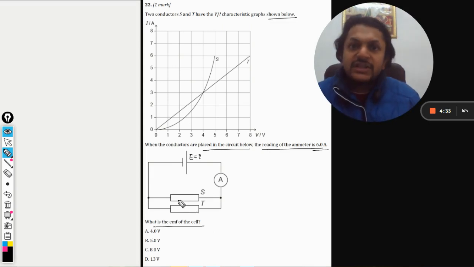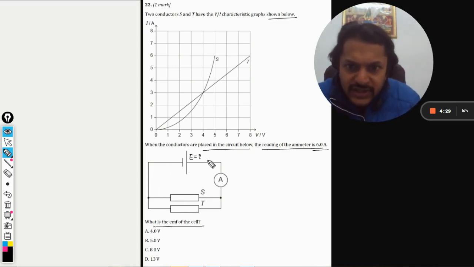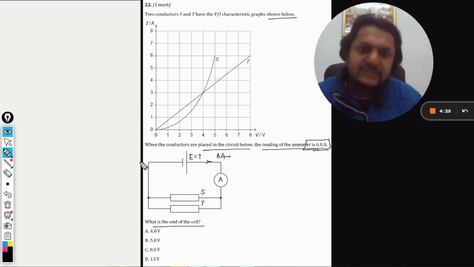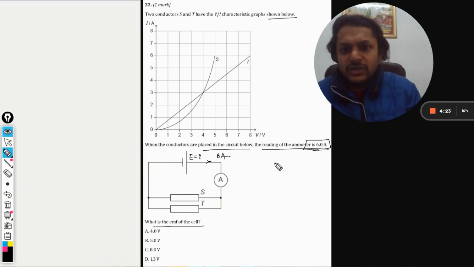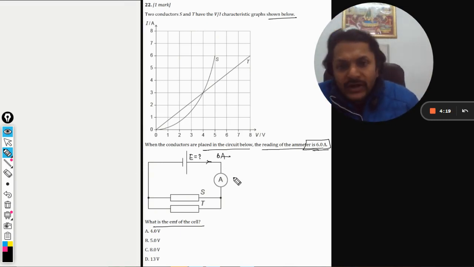There are two conductors arranged in parallel, and the total current flowing through this branch is 6 ampere. The reading of the ammeter is 6 ampere, so it must pertain to the total current that is moving in the circuit. Anyways, so what is the EMF?